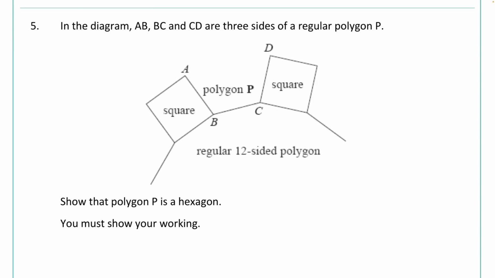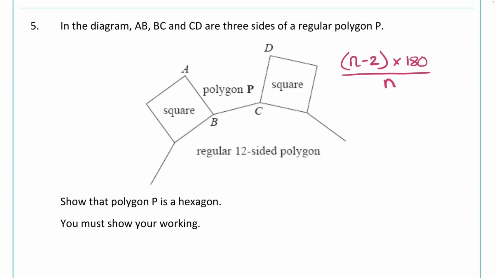So this question says, in a diagram, AB, BC and CD are three sides of a regular polygon, polygon P, so we can only see part of the polygon. Show that polygon P is a hexagon, and you must show your working. Now, when we are looking at these polygon questions, we can have regular or irregular polygons, and the process is relatively similar in the sense that we need to find the sum of the interior angles. Now to do that, we have a formula, so we have n minus 2 multiplied by 180, and then if it's a regular polygon, we'll divide by n as well, where n is the number of sides.